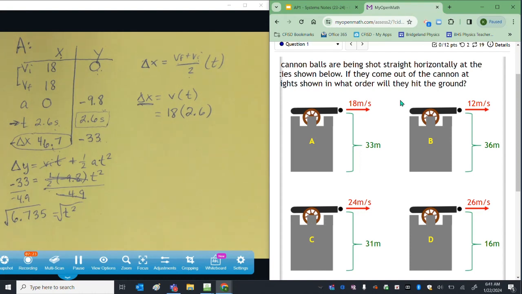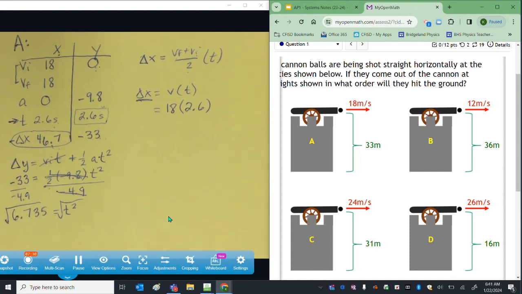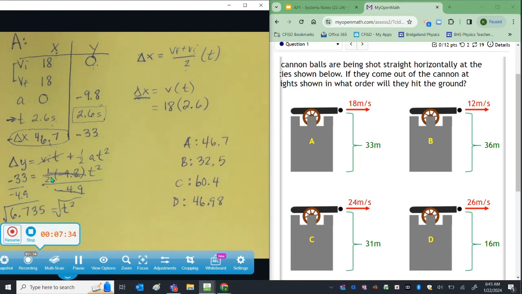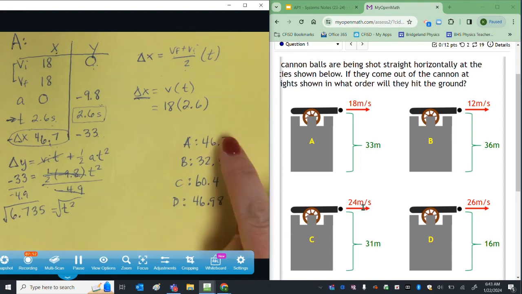Okay, so we're going to do the same process for B, C, and D. And it's going to look pretty much exactly the same as it did for this one. I'm going to do that real quick on my own, and then I'll come back and talk about the ranking. So after going through and solving for each of these, I have these values right here. You saw me solve for A, but it was the same process for B, C, and D. I found the time using the vertical data, and then I multiplied that time by the velocity in the image for each, and these are my different ranges.